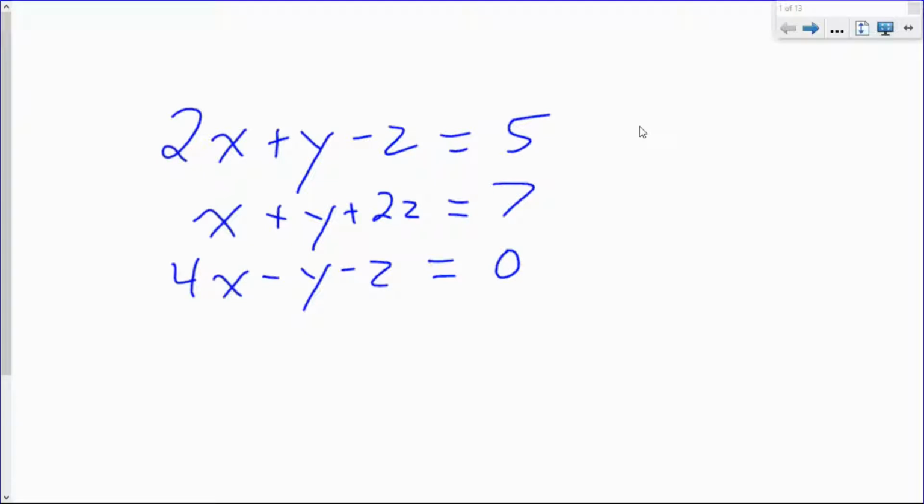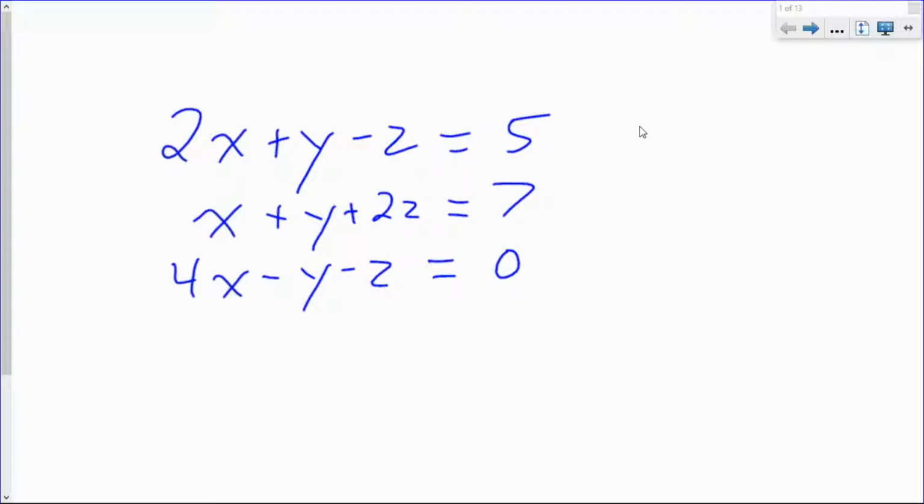And we might be interested to know what kind of solutions, or what kind of x, y, and z values, there are that satisfy all three equations. Maybe there's one value for x, y, and z that satisfies all three equations. Maybe there are no values for x, y, and z that satisfy all three equations. Or maybe there's an infinite number of values that satisfy all three equations.